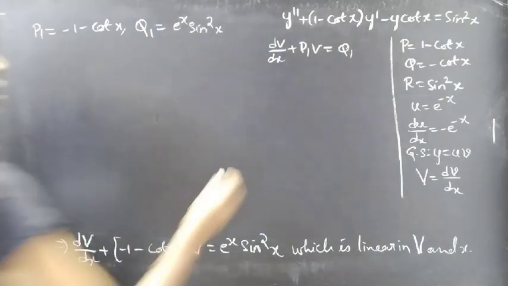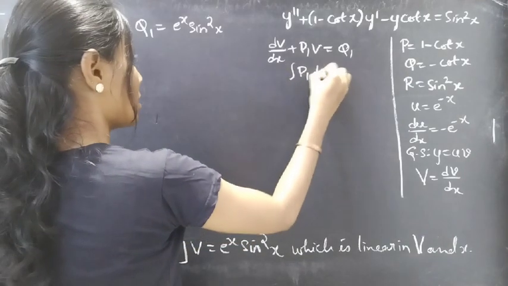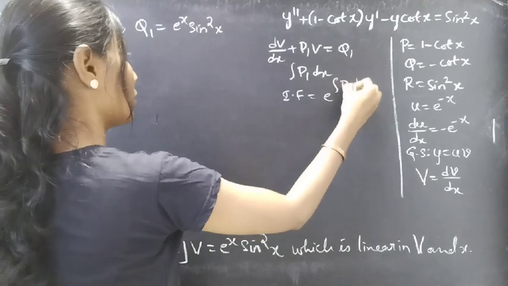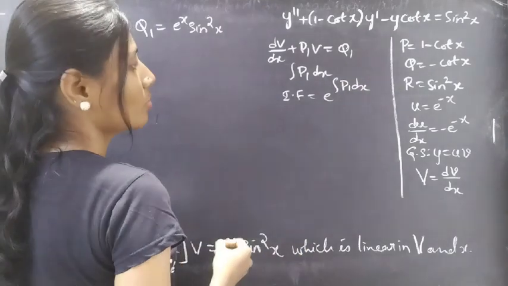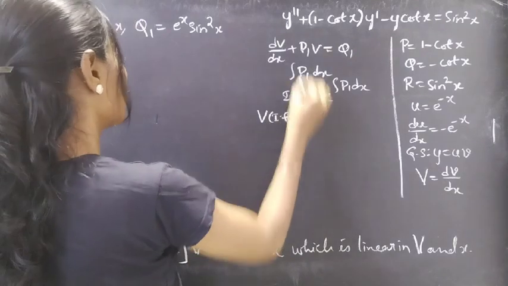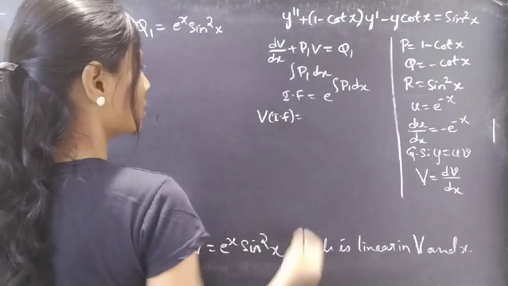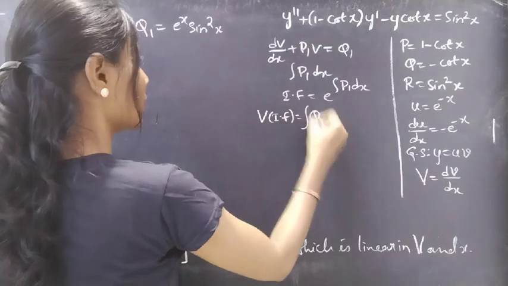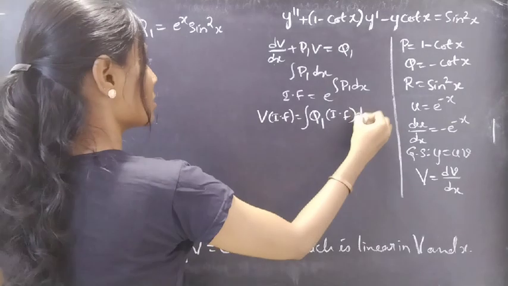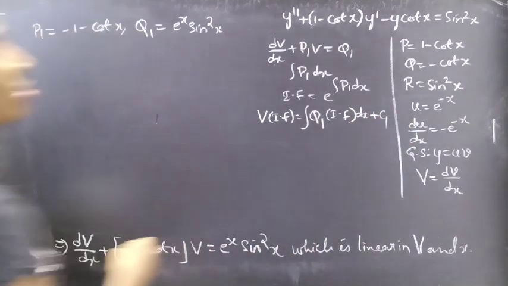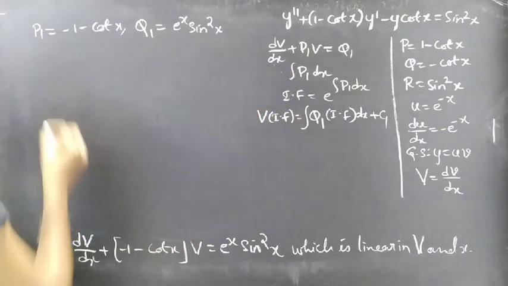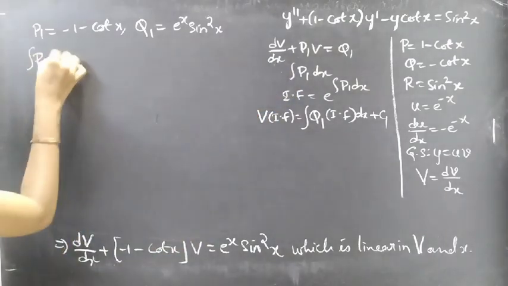Now we need to find integral p1 dx, and the integrating factor is given by e power integral p1 dx. Later we'll use the general solution formula of the standard form of linear differential equation: V into integrating factor equals integral q1 into integrating factor into dx plus some constant, say c1. Okay, now let's find integral p1 dx.